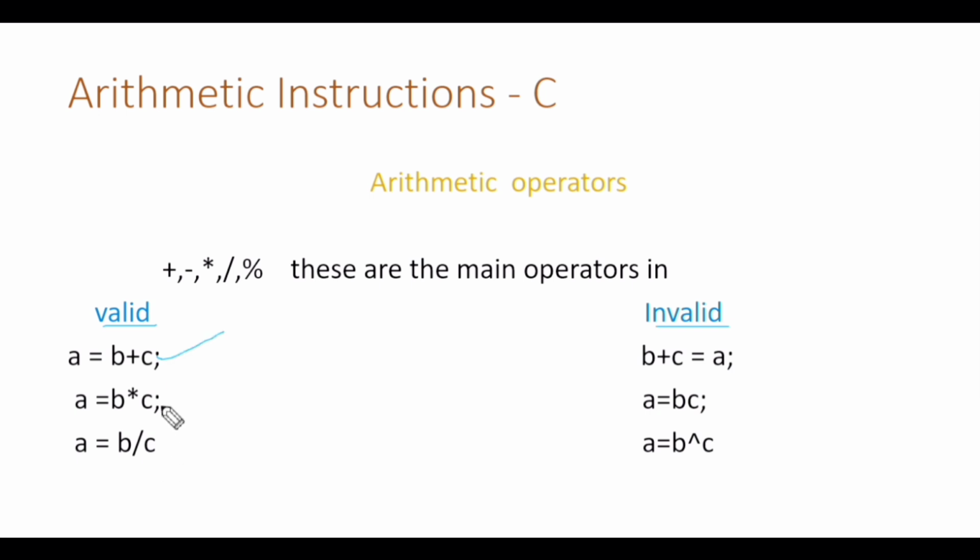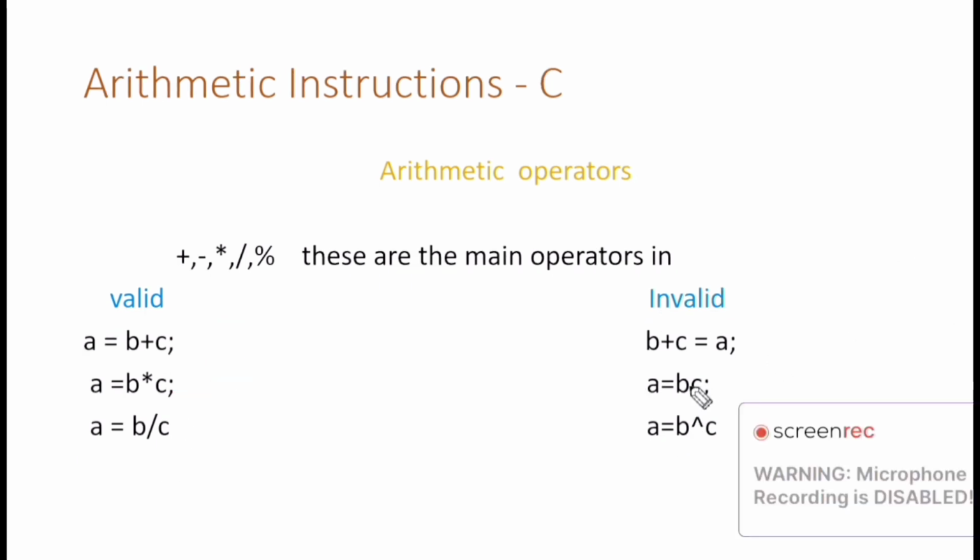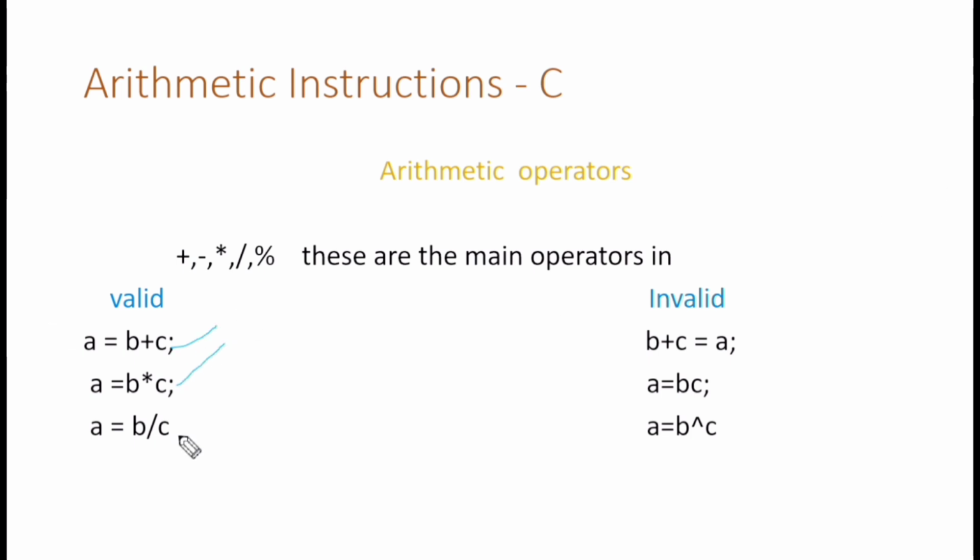So this is a plus b, and a equal to b plus c is the correct one. Why? Because the LHS, that means the left hand side, will consider a single variable only. So it is correct.